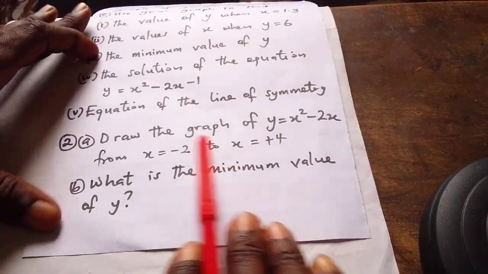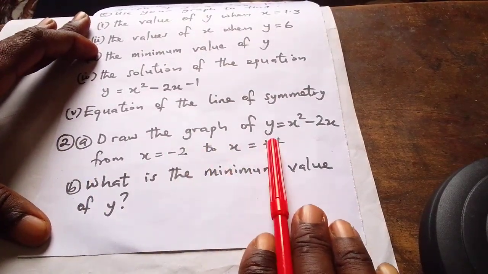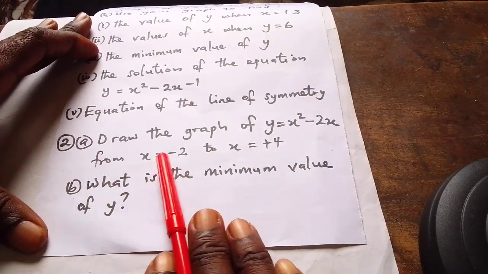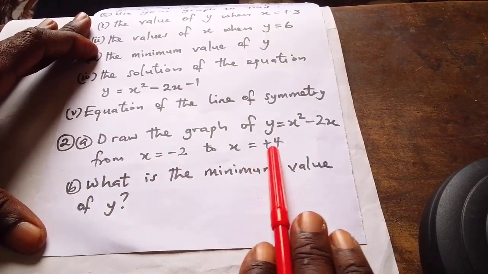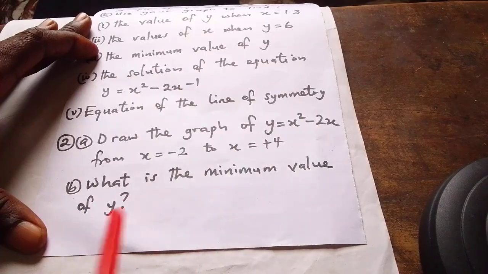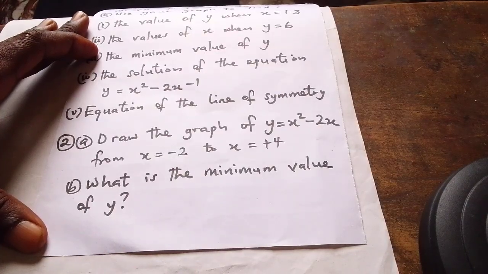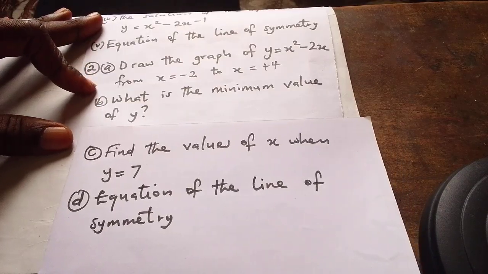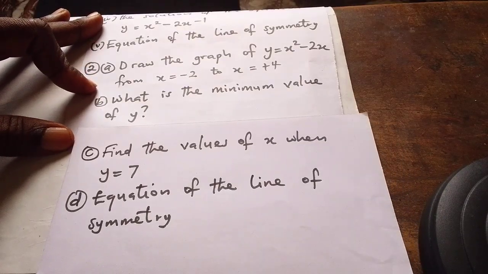Number 2, a. Draw the graph of y equals x squared minus 2x from x is equal to minus 1 to x is equal to plus 4. b. What is the minimum value of y? c. Find the values of x when y equals 7. And d. The equation of the line of symmetry.